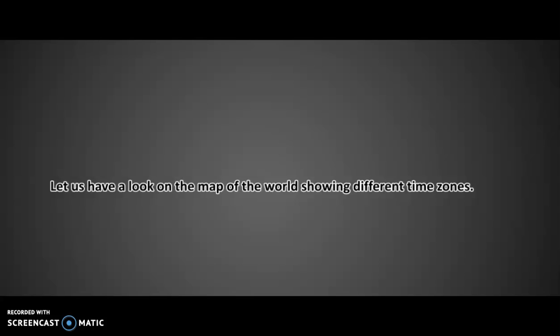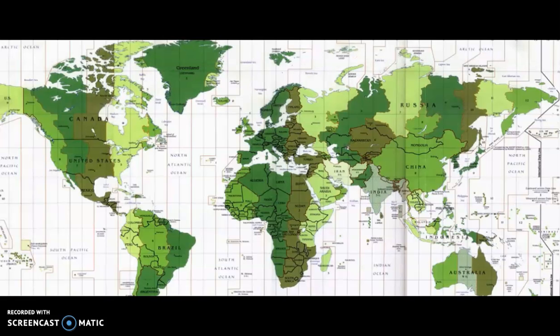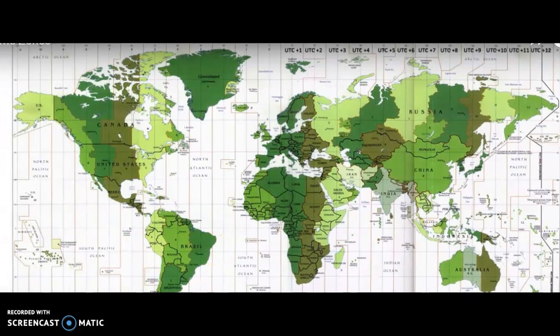Let us have a look on the map of the world showing different time zones. The time zones east are ahead of it by 1 hour every 15 degrees longitude. If it is 12 noon at Greenwich, the time at the zone immediate to its east would be 1 p.m. Similarly, time zones west of Greenwich will lag by 1 hour every 15 degrees longitude.